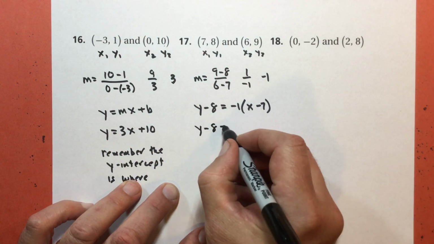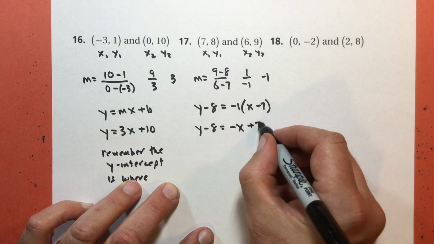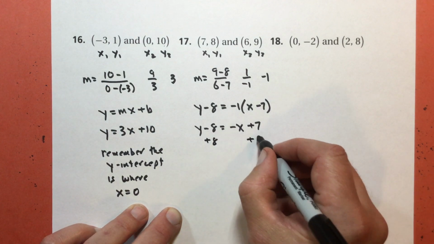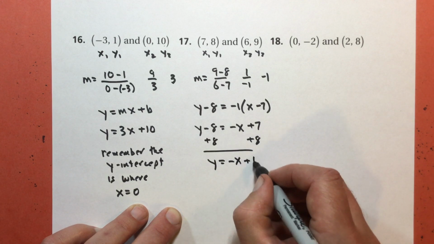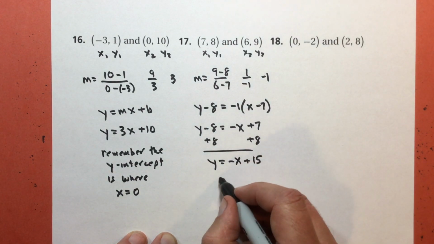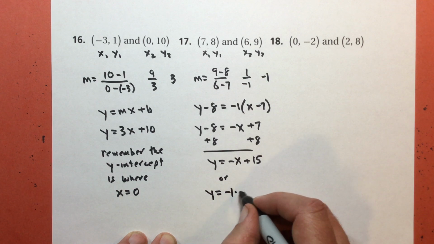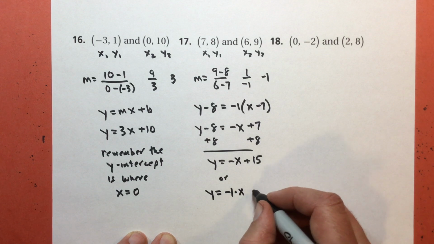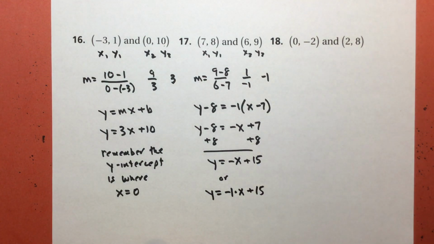Going to use distribution here. Negative 1 times x is negative x. Negative 1 times negative 7 is positive 7. And now I'm going to add 8 to both sides, and I get y equals negative x plus 15. And I could have also, talking about just showing the hidden stuff, left negative 1 times x. I use a dot for times, sometimes I do that when I multiply by 1. You could have also left it like that too. It means the same thing.